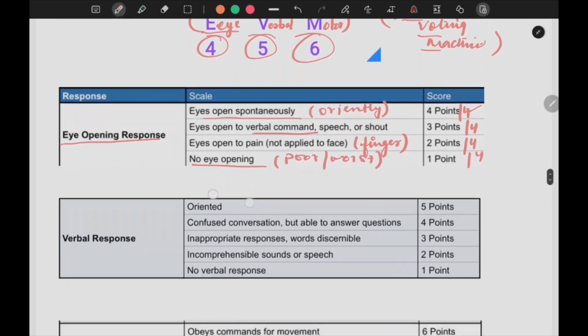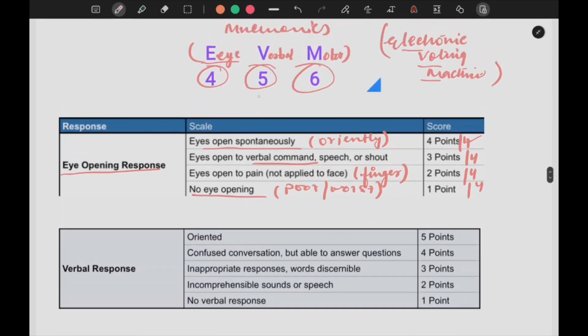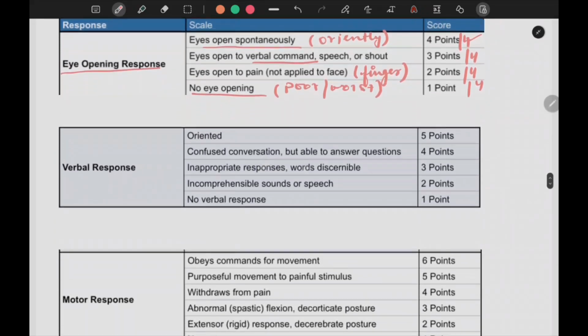Moving to the next parameter, that is the verbal response. In the verbal response, I told you we are going to have 5 scorings. Now the first one is oriented. He will tell you everything about what happened, about the accident. He will tell you from where he was traveling, then this truck hit him, and then he fell down on the road, then a few people came and brought him to the hospital. He will remember everything. He is very well oriented.